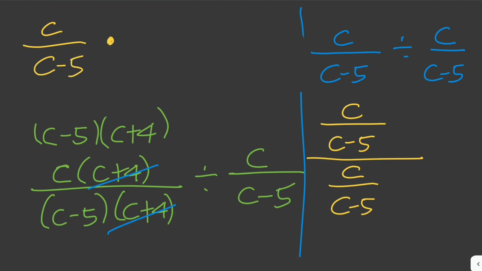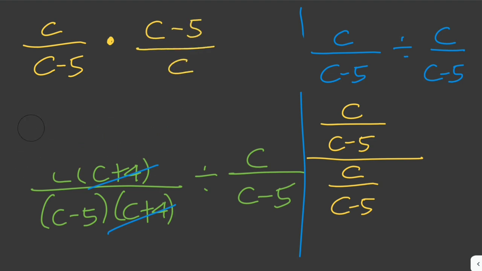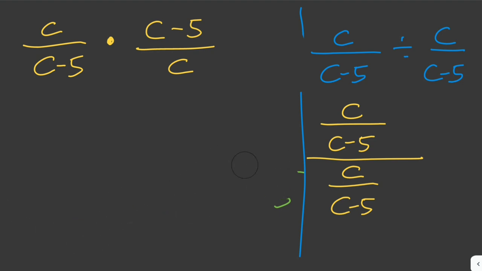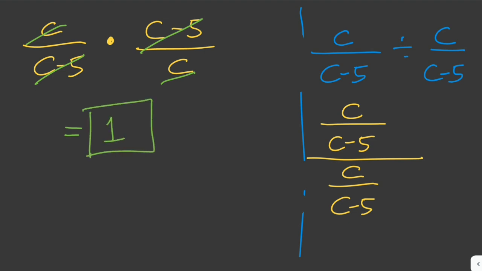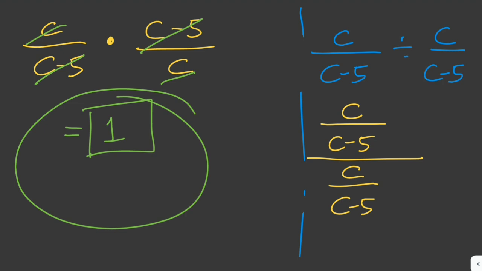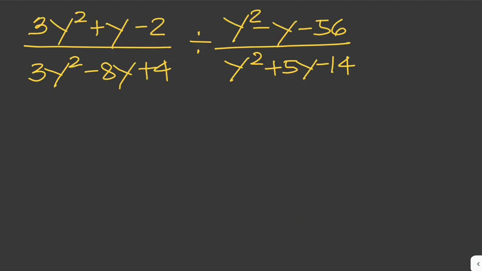We change the operator sign to multiplication, times c minus 5 over c, which is the reciprocal of the divisor. Then we can cancel out c as well as c minus 5. Therefore, the answer is equal to 1. So c squared plus 4c over c squared minus c minus 20 divided by c over c minus 5 is just equal to 1. Now let's solve another problem here.